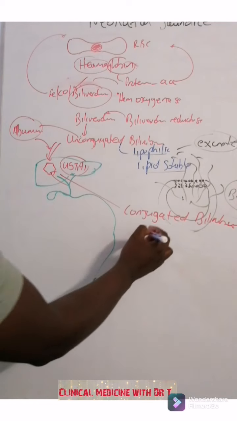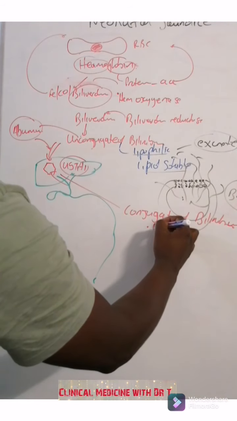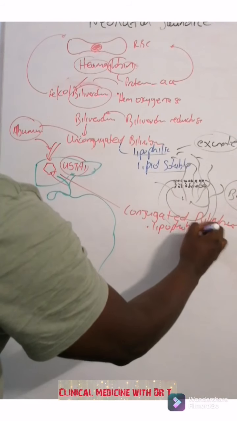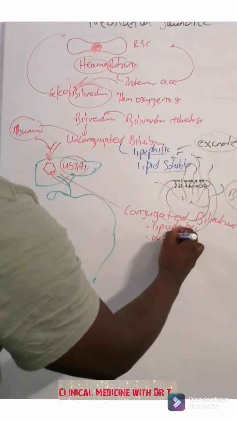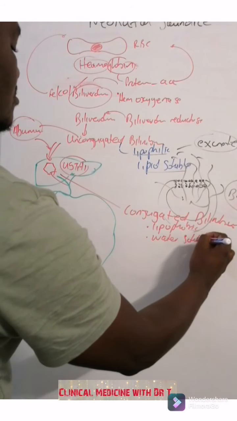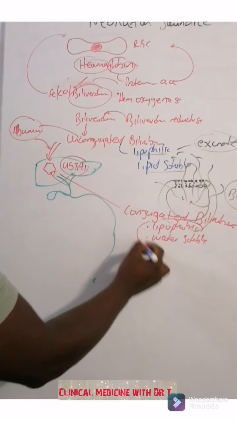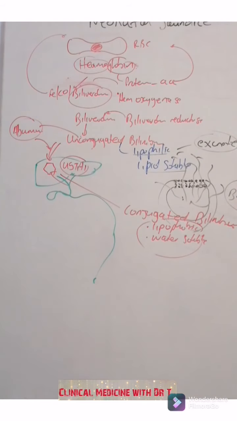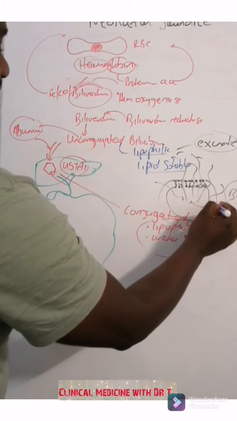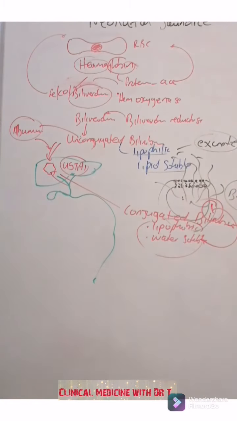The conjugated bilirubin is lipophobic, is water soluble. Because of these two properties, conjugated bilirubin cannot enter the bilipid layer. It can't enter the bilipid layer. So conjugated bilirubin cannot cause brain damage.